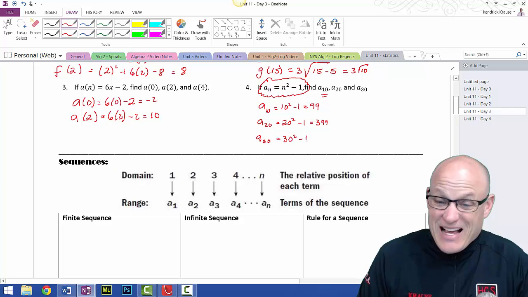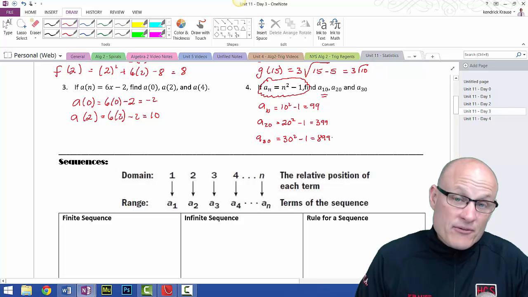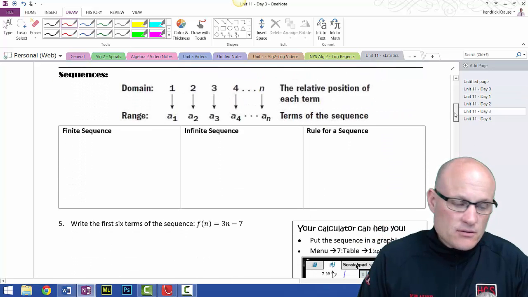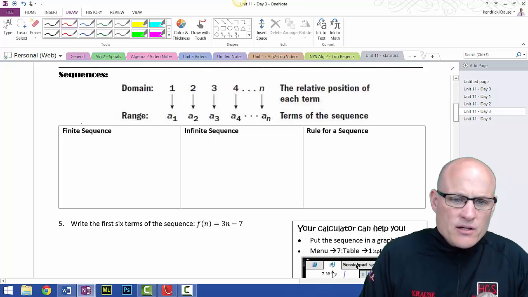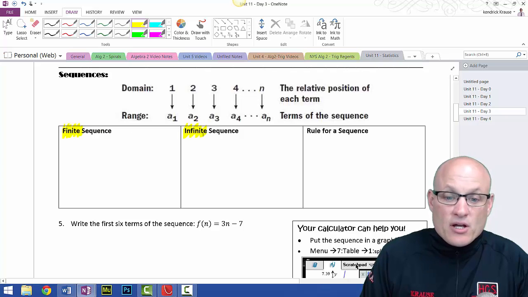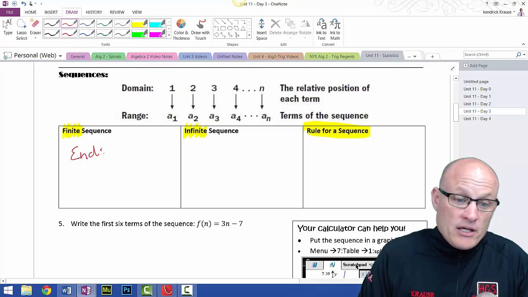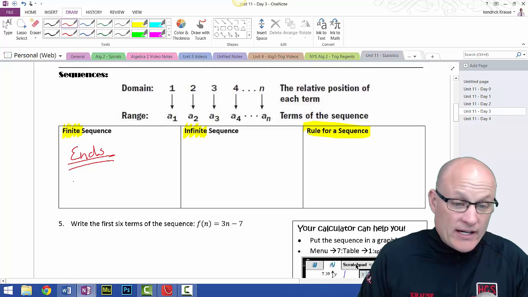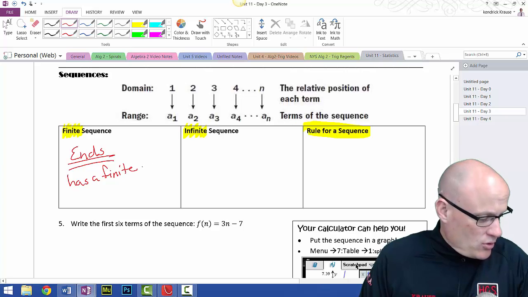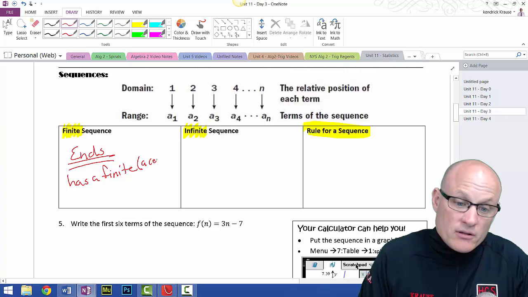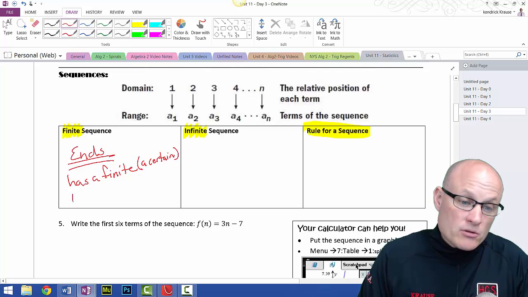So you'll see that it's kind of similar to function notation. So I got this thing called a finite sequence, otherwise known as an infinite sequence, and then we got a rule for sequences, or a sequence rule. So a finite sequence ends. It is a sequence that has a finite, or otherwise known as a certain, number of terms. It ends.